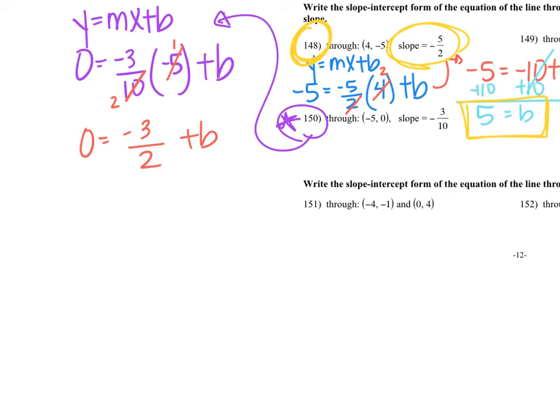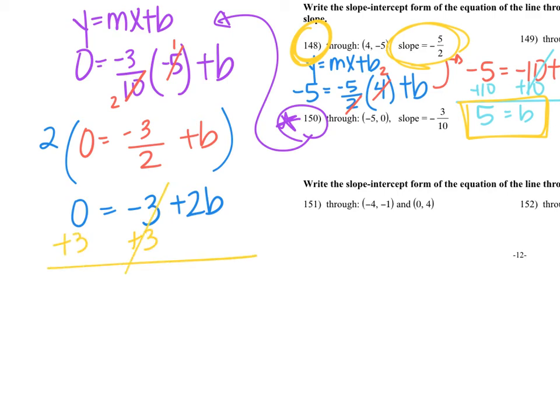I don't like fractions, so I'm going to multiply everything by the denominator. 2 times 0 is 0. 2 times negative 3 over 2 is just negative 3 because the 2's cancel. And then 2 times b is 2b. I'm going to add 3 to both sides. And so I get 2b equals 3. And I want b alone, so I'm going to divide by 2, divide by 2. So b equals 3 over 2.